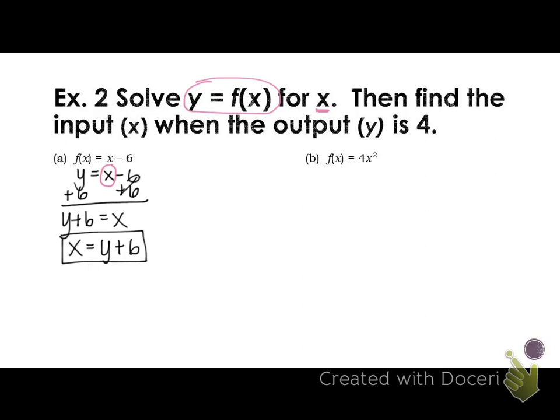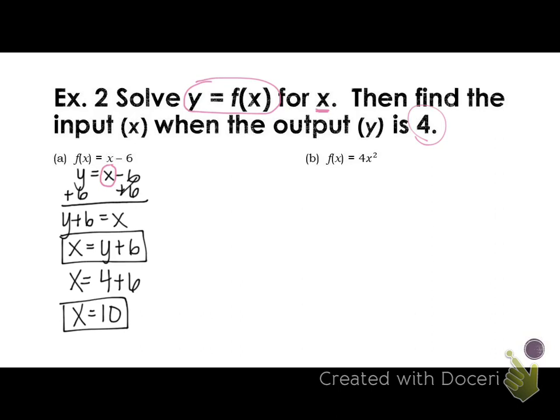Then it says find the input when the output is 4. So they have given me a value of 4. The question is, which variable am I supposed to be plugging that 4 in for? Y. Very good. So I take the equation that I just wrote, and in place of y, I'm going to plug in a 4, and that helps me to solve for x. What is 4 plus 6? 10. So the other part of my answer is x equals 10.